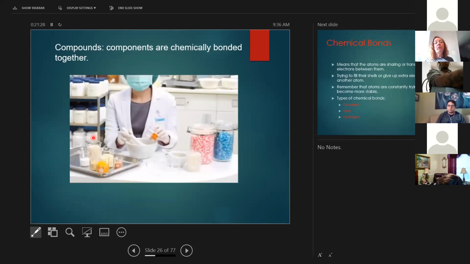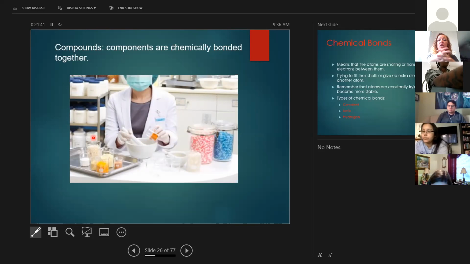And then a compound, we have special pharmacies. That's kind of why I use this picture. We have compounding pharmacies, and what they can do is take two different chemicals and chemically bond them together. So you can take two different types of medication and fuse them together into one dose.